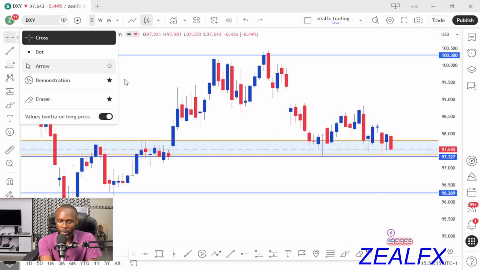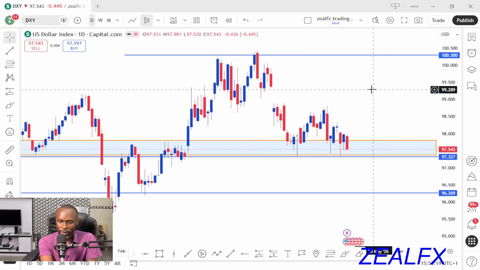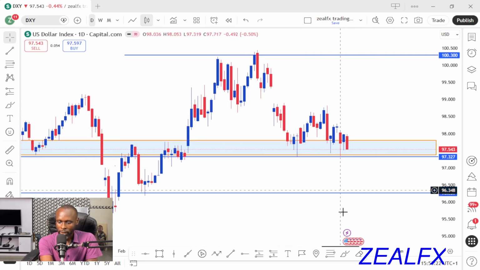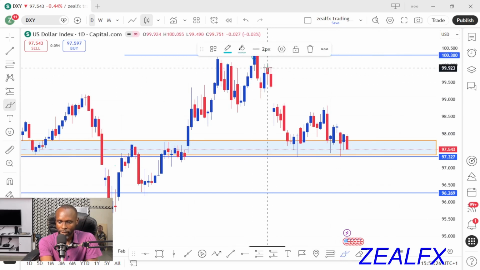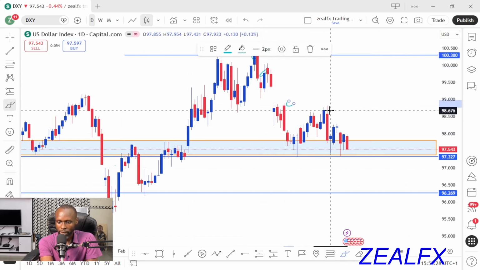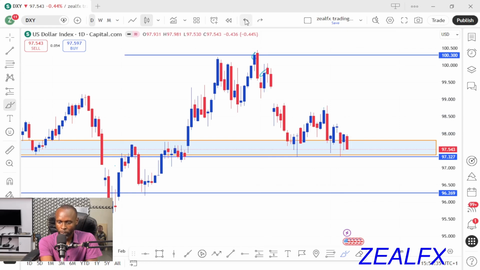The dollar index. I see that the dollar index on my daily chart has this downtrend. You can see we have this higher high, then we have a lower high, lower high, lower high, and a lower high. So as long as we have this downtrend momentum, we expect more of selling opportunity on the dollar index this week. And you can see that price has converted this particular support into a resistance level.